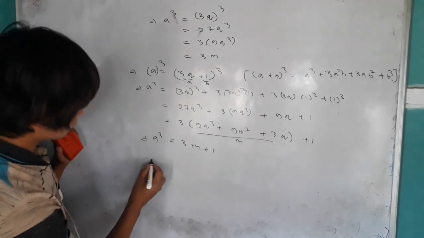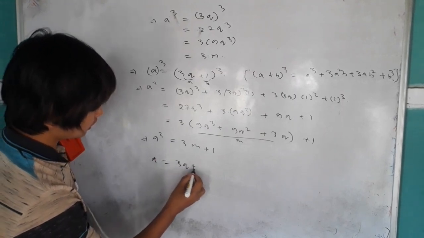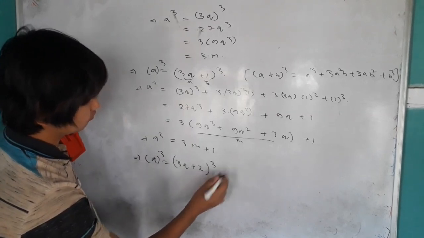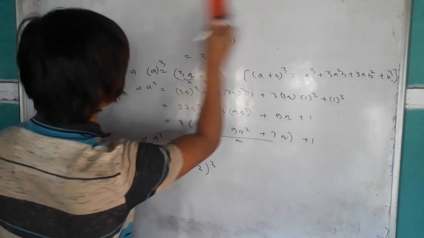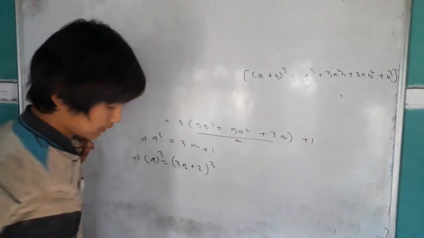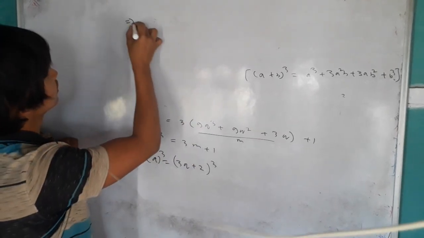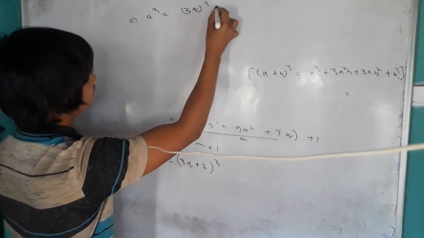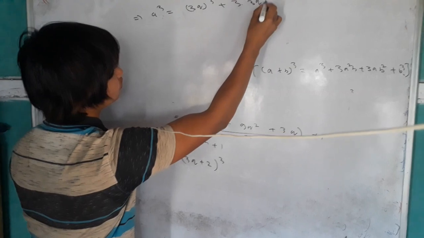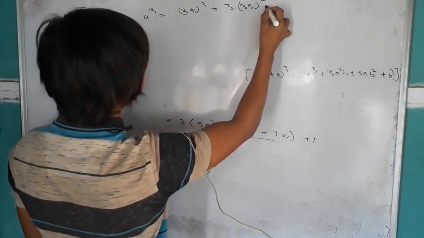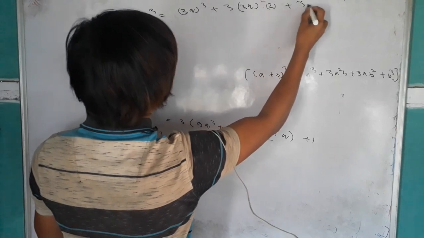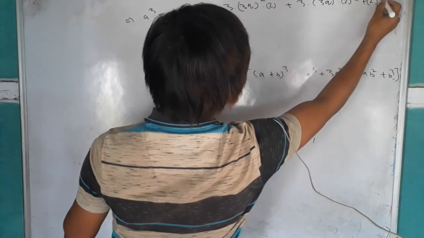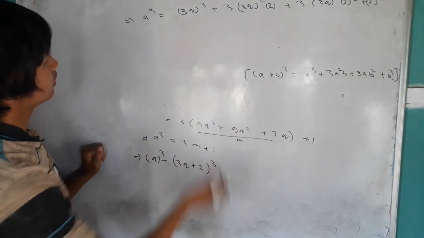Okay, last one. Here a equals to 3q plus 2, so cubing both sides, what will be the formula? It will be the same. So the formula will be a cube equals to 3q cube plus 3 into 3q square into 2 plus 3 into 3q into 2 square plus 2 cube, right?